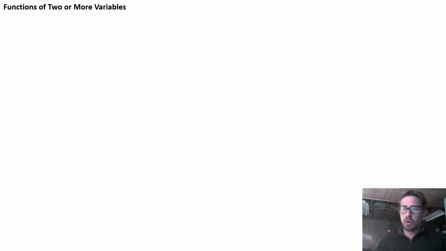Functions of two or more variables. So everything we've done thus far, really in all mathematics, is like y equals f of x. One independent variable, one dependent variable. Now we're going to get into more. And the rules get a little different.